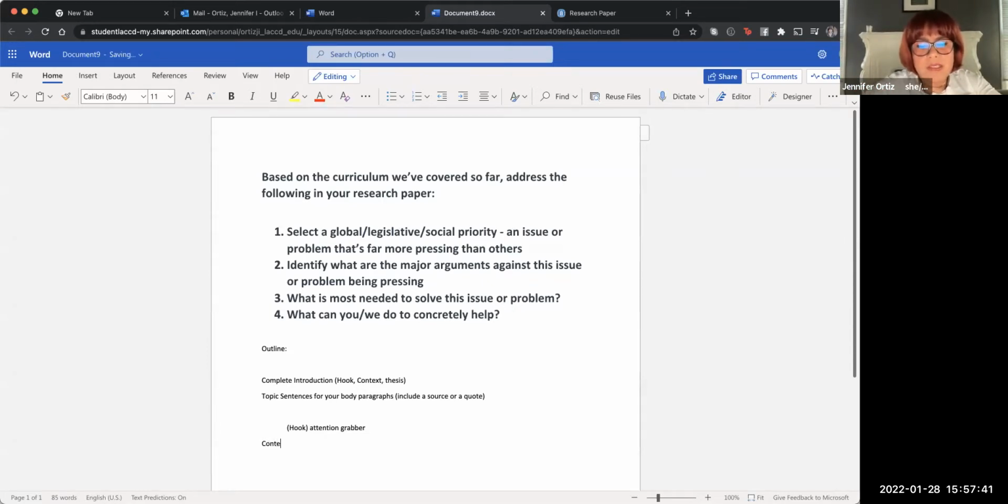But then you know that what comes next is context. And so how do you even get started on context? Here is a suggestion that I feel like other students have done and it worked really well. So let's look at the prompt. The question is, select a global, legislative, or social priority, an issue or problem that's far more pressing than others. Far more pressing is the key word. So I've seen a myriad of topics based on your abstracts and on your works cited. And I gave you feedback. Some of the topics, you can argue it, absolutely. But with just so much stuff going on in the world right now, I don't know if some of these issues are far more pressing than others.